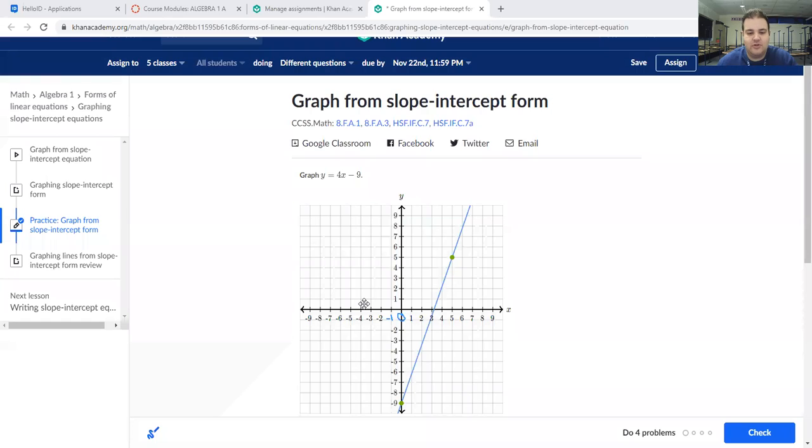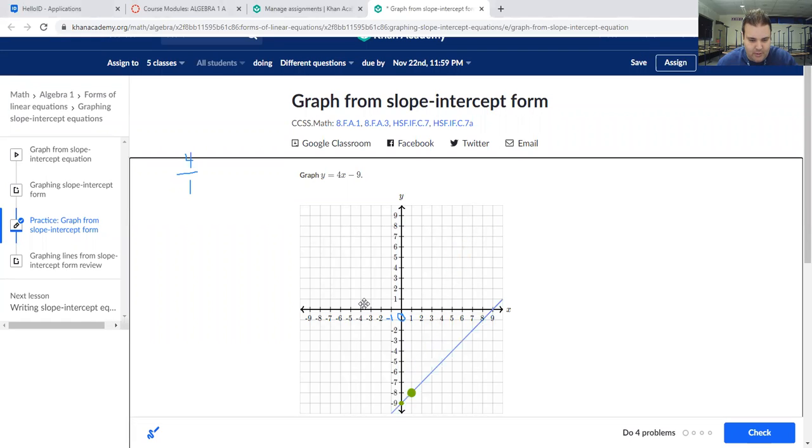From there, once you have your starting point, you can use your slope to plot another point. It's a slope of 4, so the rise over run, or the change in y over change in x, is 4/1. We're going to go up 4, and then right 1. So if I go up 1, 2, 3, 4 over 1, it'll take me to this point right here. Before I click check, I'm going to double check my work. -9 is the y-intercept. Boom. 4 is the slope. Up 1, 2, 3, 4, right 1. That's 4/1. We're good to go.